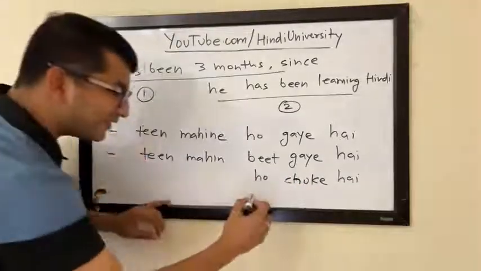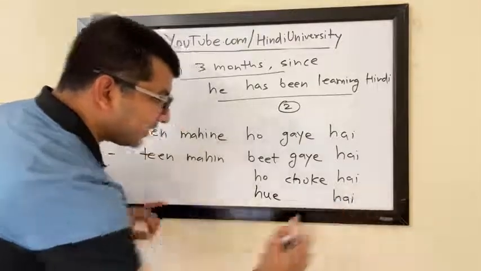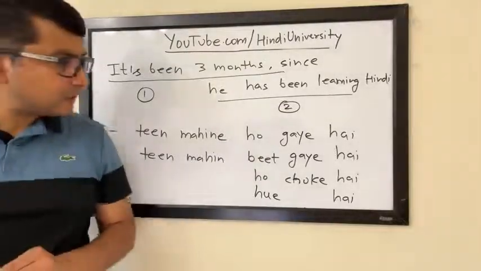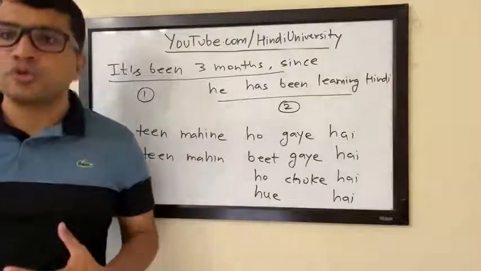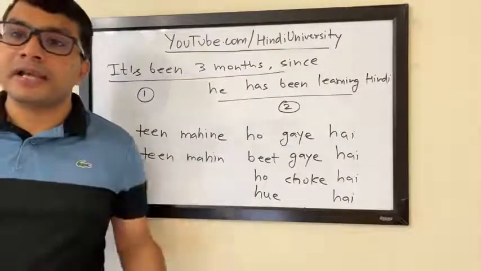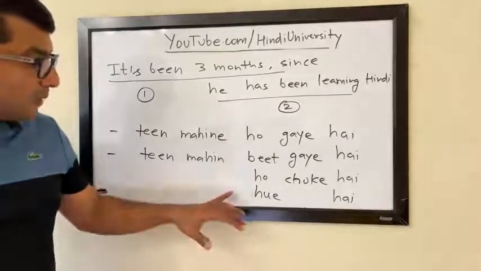हुए हैं. Very good. 3 महीने हुए हैं. Okay. There are many ways of saying it. It's been 3 months, but generally speaking, these are 3 or 4, most common ways of saying it. 3 महीने हो चुके हैं, 3 महीने हो गए हैं, 3 महीने हुए हैं. Okay. We are the most common one.